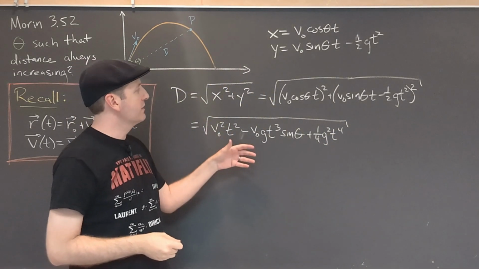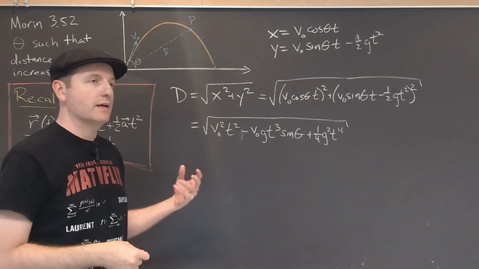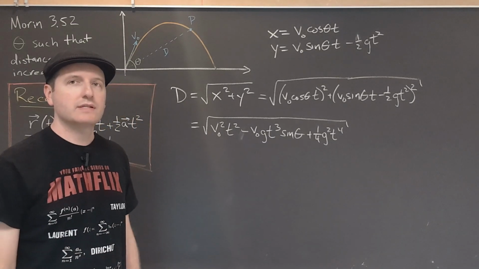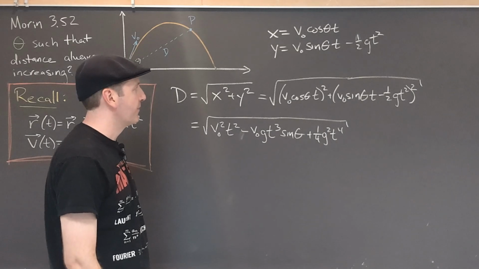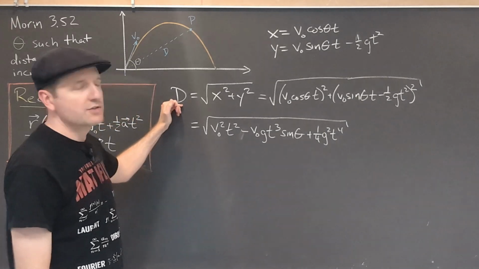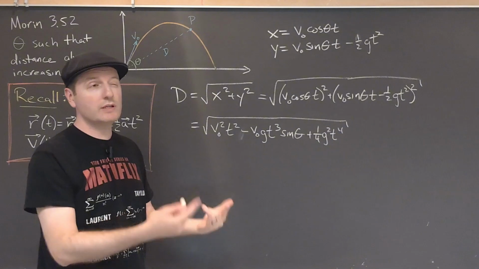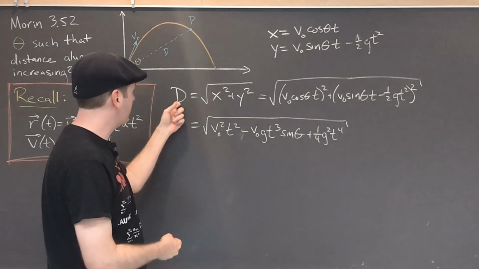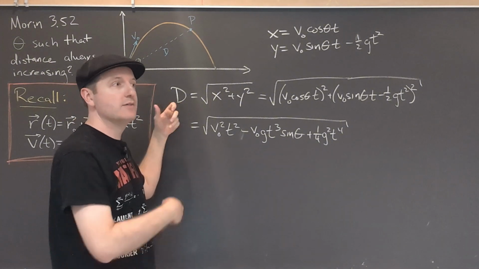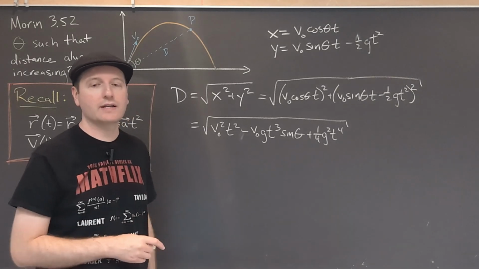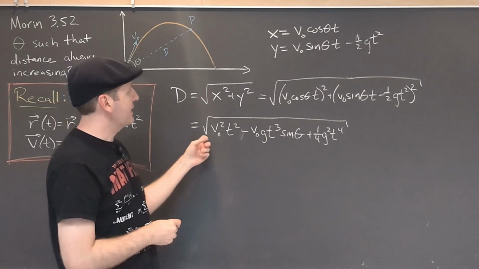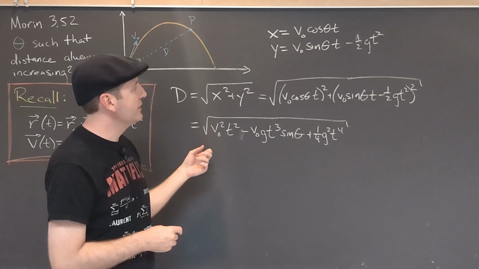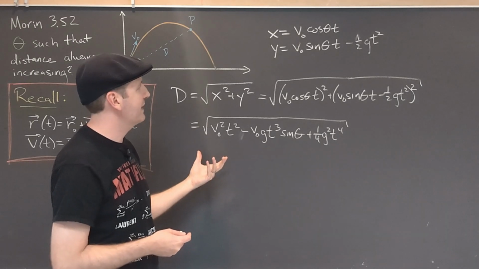And now we can go ahead and try to set the derivative of the distance equal to 0. The reason for that is this distance we want to be always increasing. So what we're really trying to do is say that the rate of change of this value is positive, or at least non-negative. Now, that's going to be a little ugly with this square root here. We'd probably rather not have that.